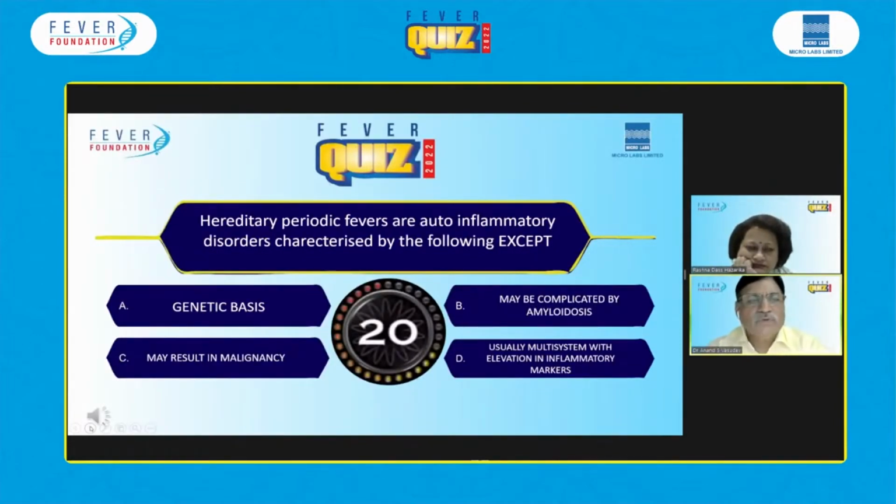Right. The 4th question comes here. This is about the hereditary periodic fevers. We would like to ask you, hereditary periodic fevers are autoinflammatory disorders characterized by the following, except. Again, please note the question: the following are present, except. The answers are: A, genetic basis. B, may be complicated by amyloidosis. C, may result in malignancy. And D, usually multi-systemic with elevation in inflammatory markers. And your time starts now.